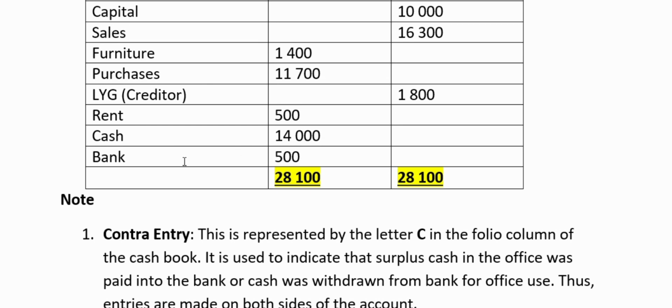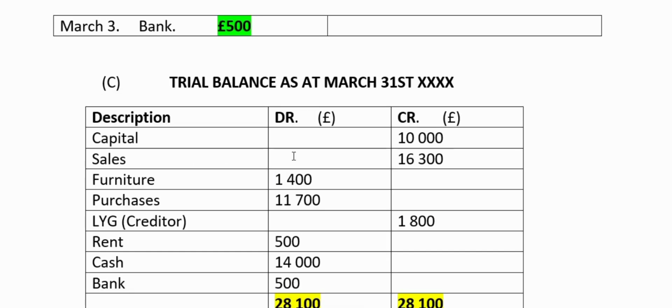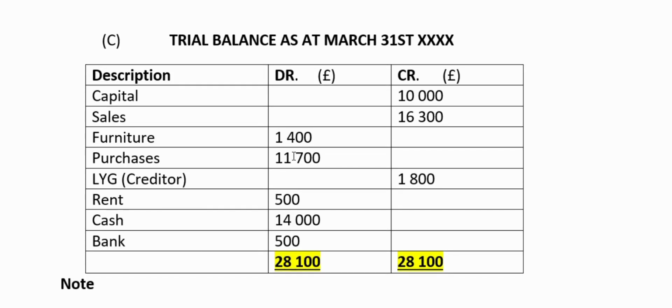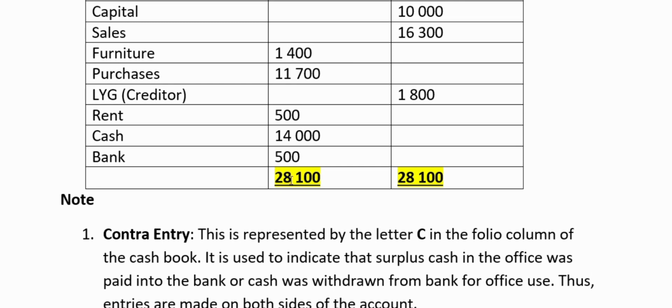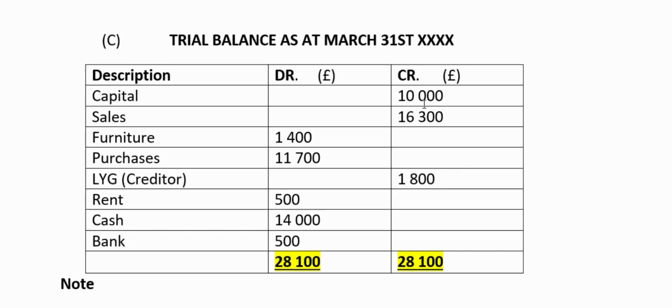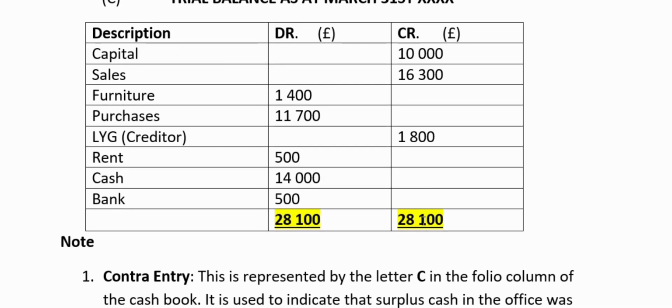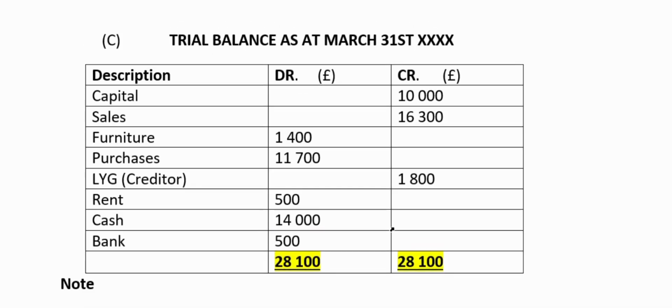14,000, and in the bank account. So look at it. All these figures are added, the debit sides are added, giving us 28,100 pounds on the debit side. The same thing applies: the 10,000 of the capital, the 16,300, and the 1,800 of the creditor also amount to 28,100. So we show that the account is balanced.